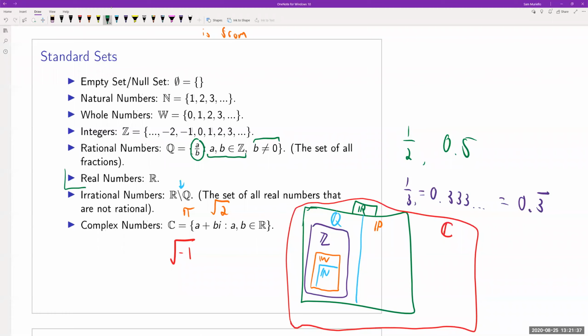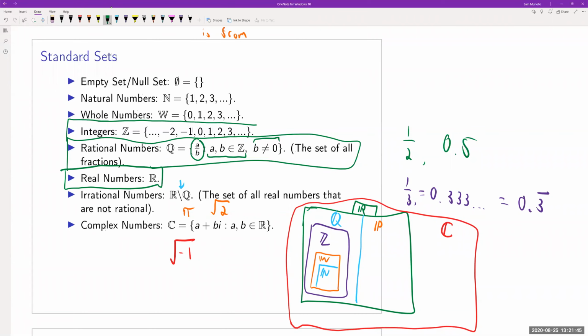I would say the most important ones to know are reals, rationals, integers, natural. I would say those are the 4 most important, and then second most important, I'd say, is empty set and irrational. We'll come back to complex much later. Whole is just kind of nice to know, but we're not going to use it nearly as much as the others.